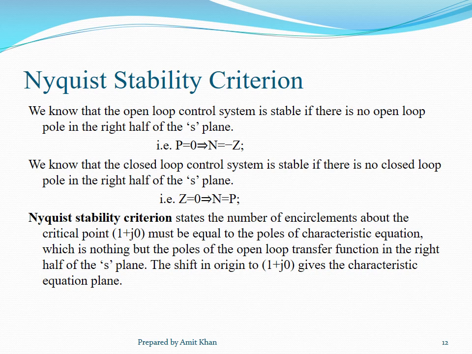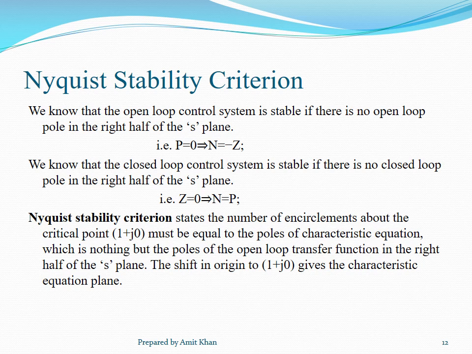We know that the open loop control system is stable if there is no open loop pole in the right half of the S-plane. So P equals 0, so N becomes N equals minus Z. And for closed loop control, the system is stable if there is no closed loop pole in the right hand side of the S-plane. So Z equals 0, so N is equal to P.